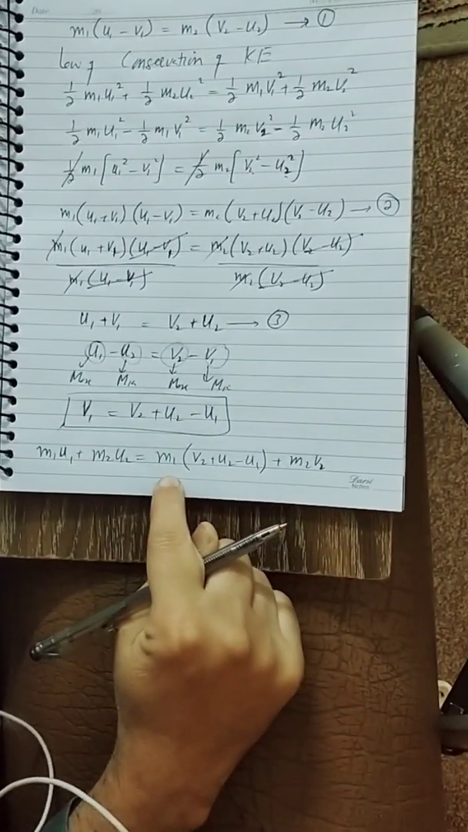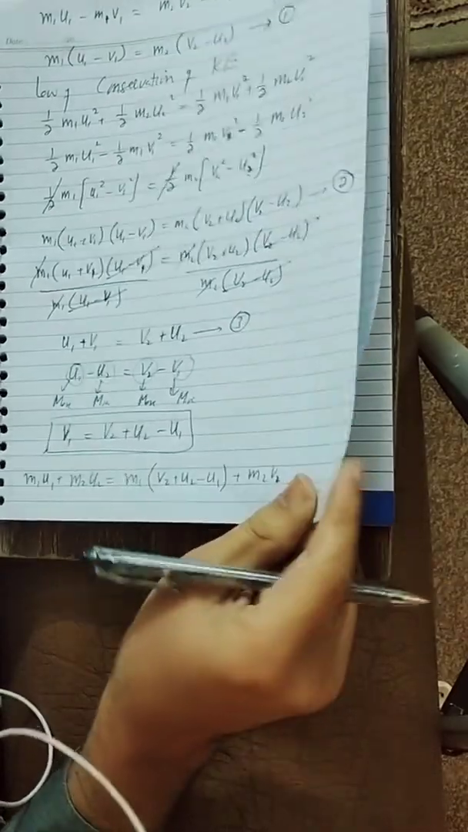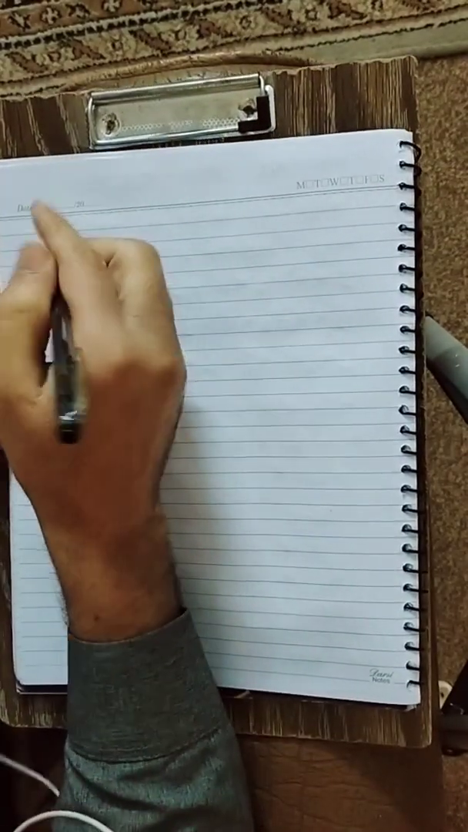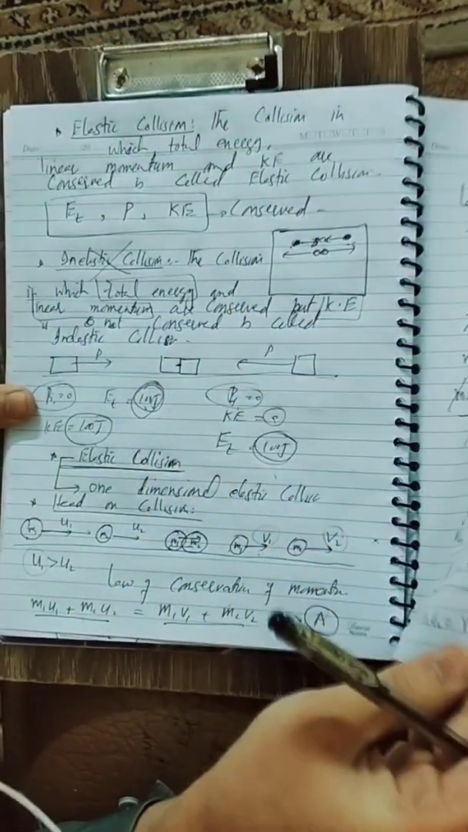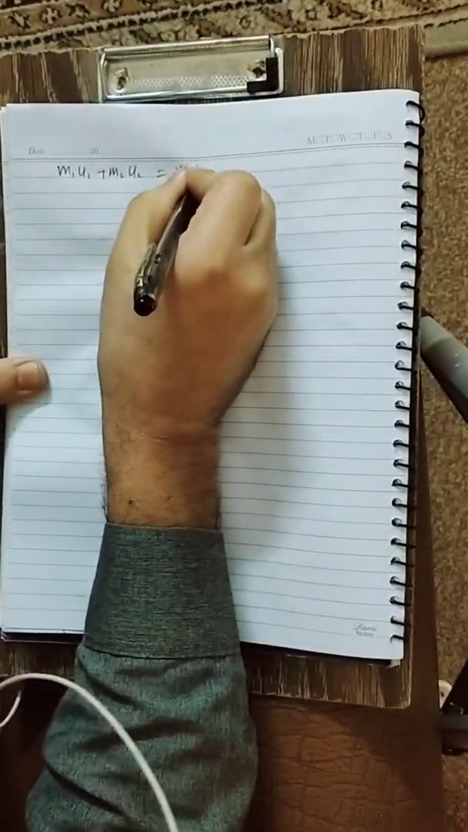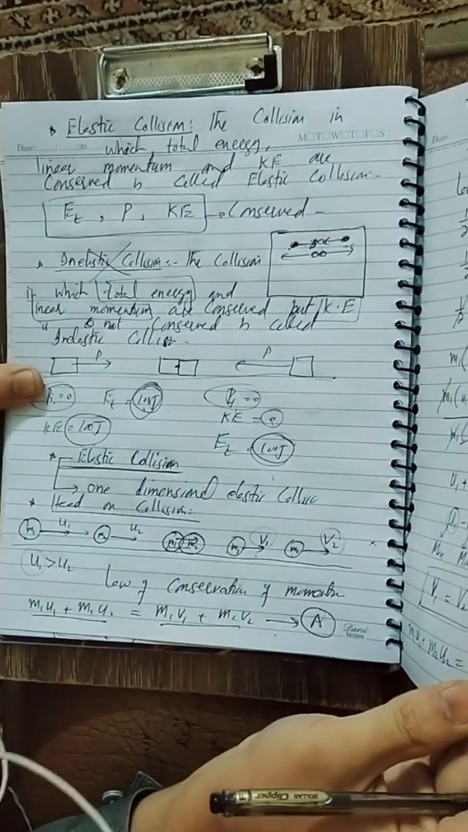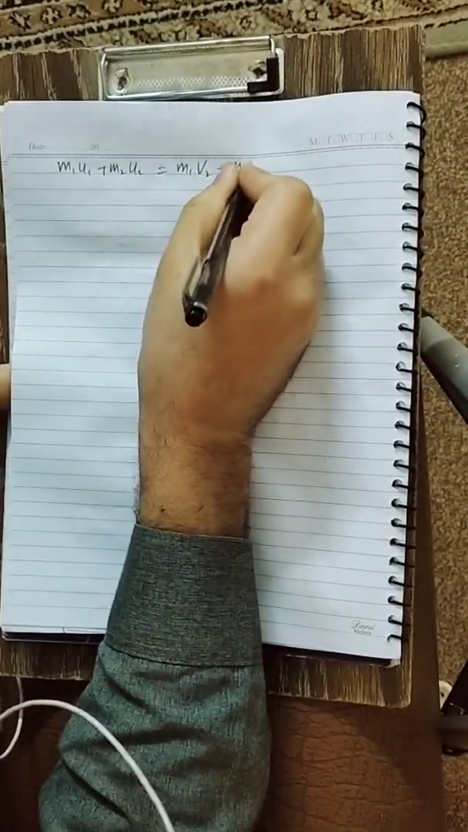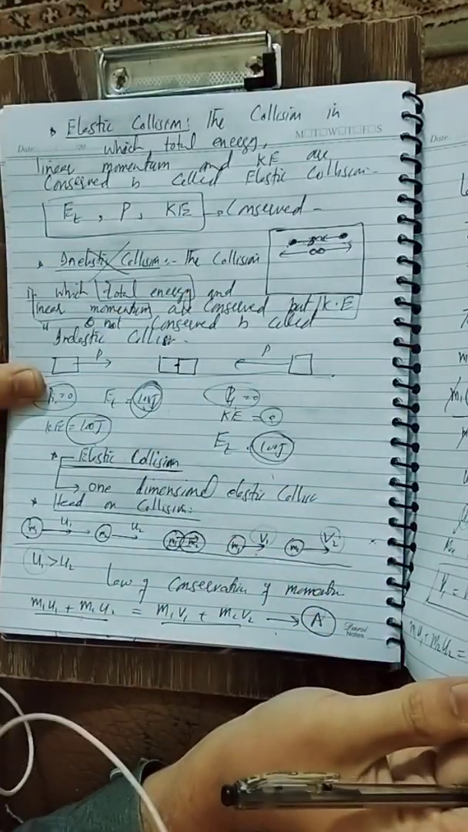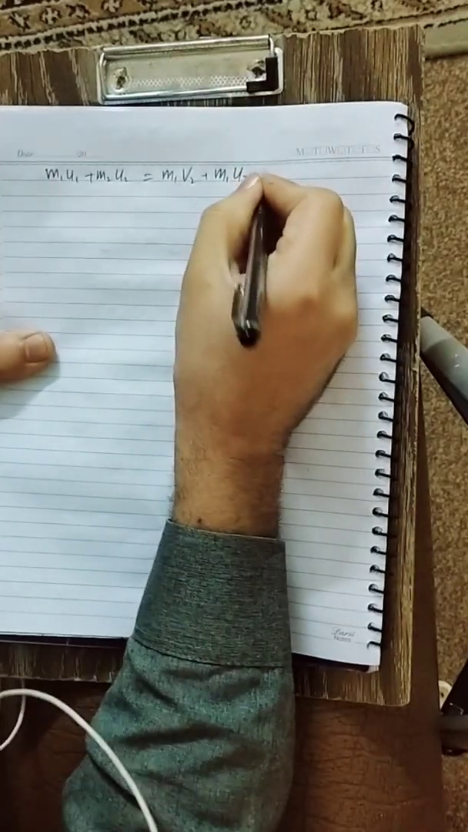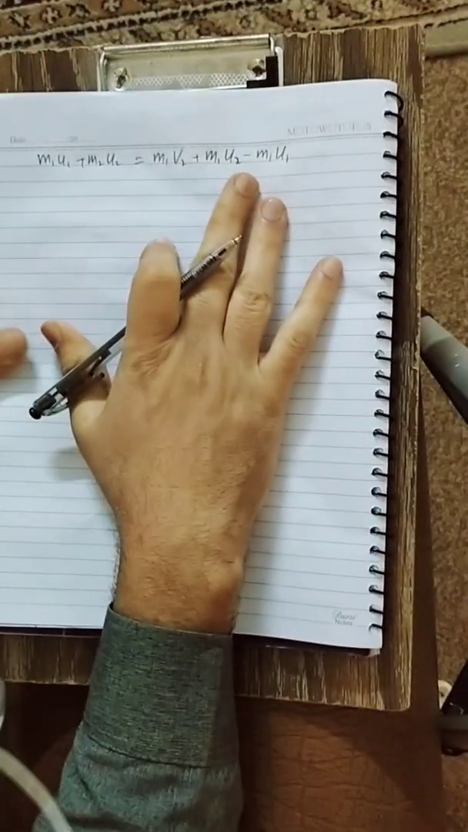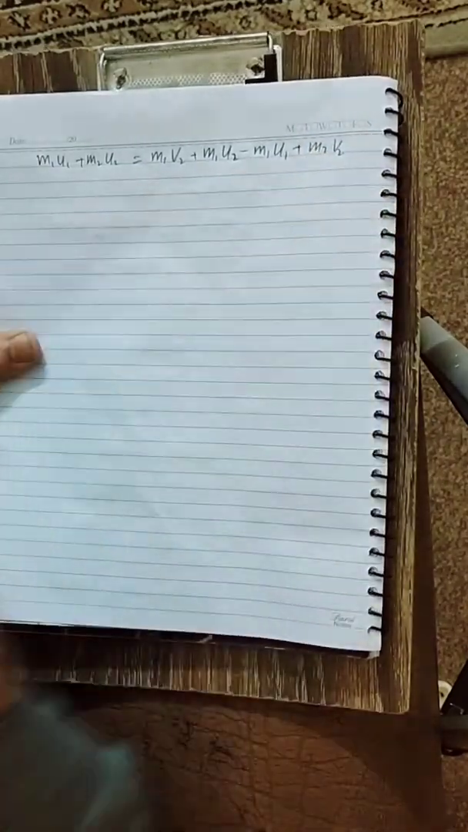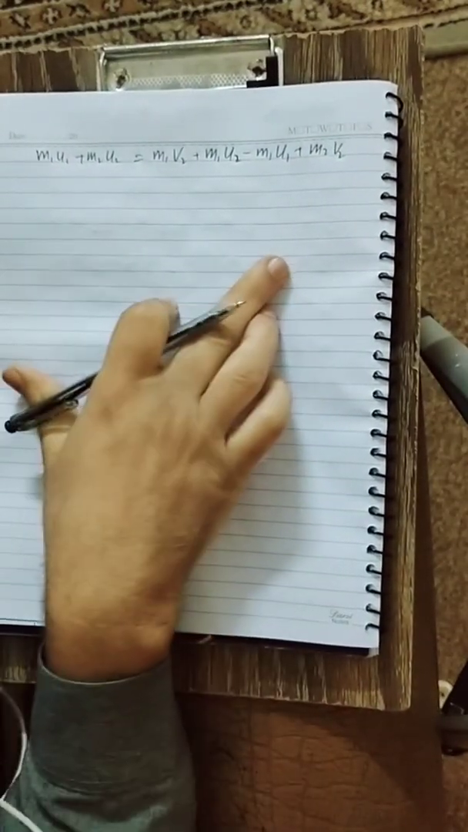Now multiply M1 inside, so it will be M1 U1 plus M2 U2 equals M1 V2 plus M1 U2 minus M1 U1. So I multiplied M1 inside, plus M2 V2 as it is.